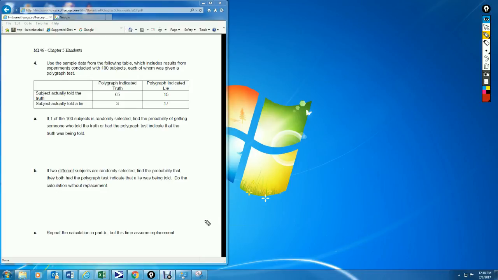I'm starting on page, I think it's page 29. This last problem that we were doing yesterday that we did not have time to finish. So number 4, using the sample data from this table, which has a total of 100 people.